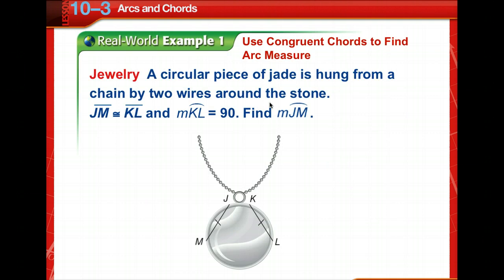So let's look at a real-world example. We're going to use congruent chords to find arc measure. Suppose we have a circular piece of jade and it's hung from a chain by two wires around the stone. We are told, as you see in our diagram, that segment JM is congruent to segment KL, and that the measurement of arc KL is 90. So we're to find the measurement of arc JM.